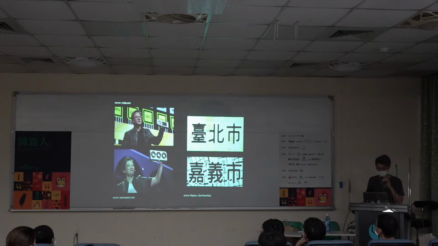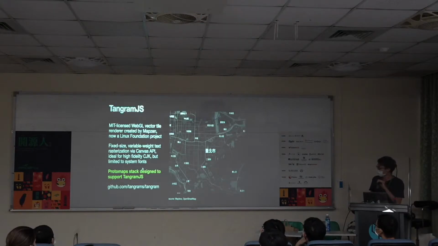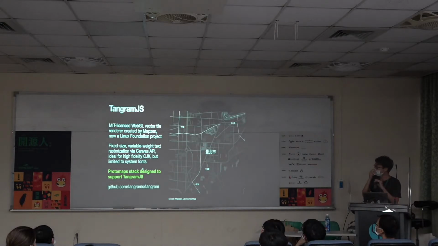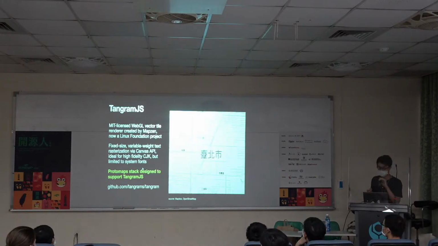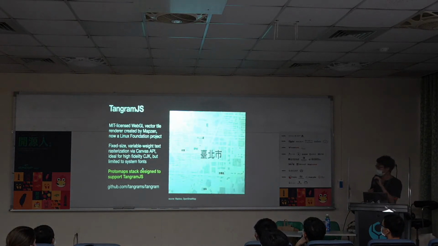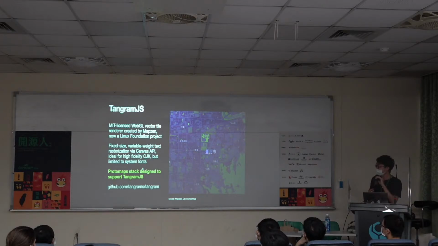So there are some strategies. I'm working on extending a project called Tangram.js. It is an MIT licensed WebGL vector tile renderer created by Mapzen, now a Linux Foundation project. And it does fixed size rasterization via canvas directly to a texture and then displays that. So you lose the ability to scale text infinitely, but it means that CJK text in particular is as high quality as is possible in the browser.